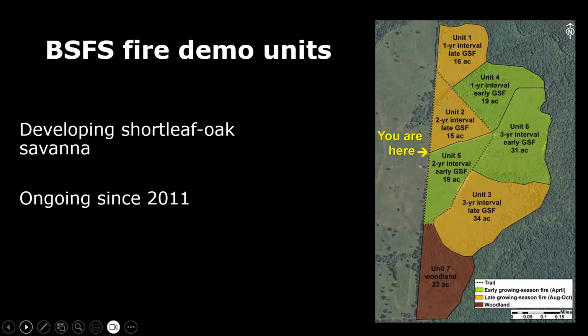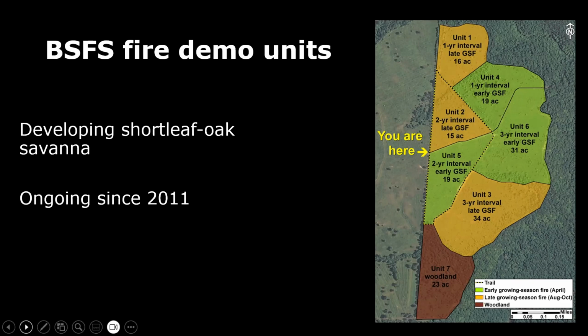You may be wondering why it's named after a tire company. This WMA was donated to the state of Tennessee by the Bridgestone Firestone Company, and they subsequently turned it into a WMA where they're managing with quail as a big focal species there. And so this stand was clear cut in the early 2000s, and it was pretty much left until around 2011.